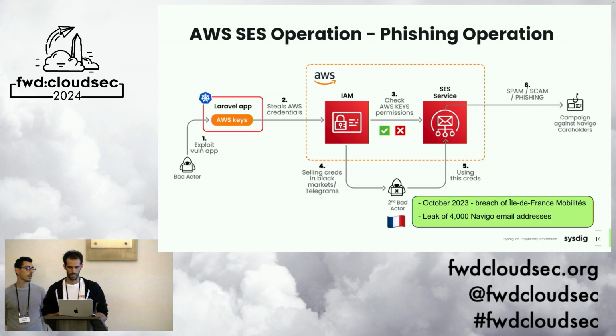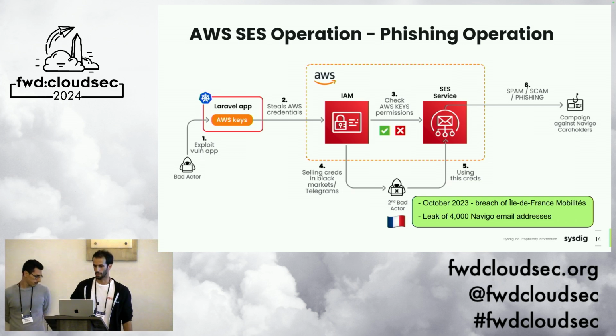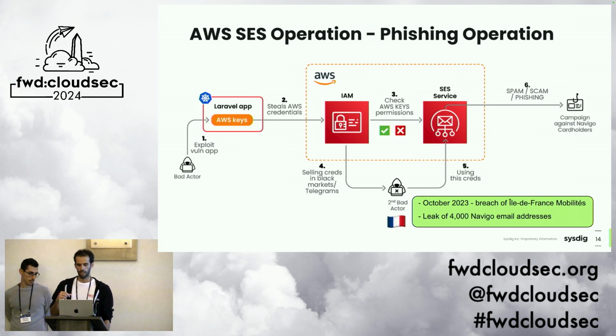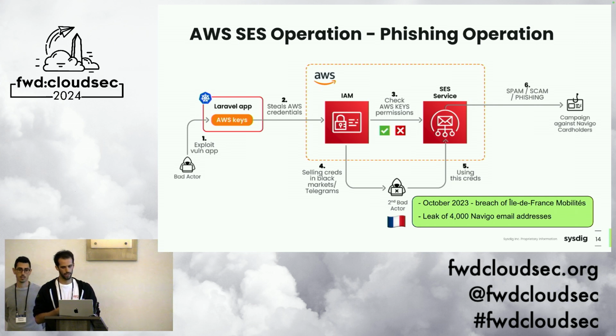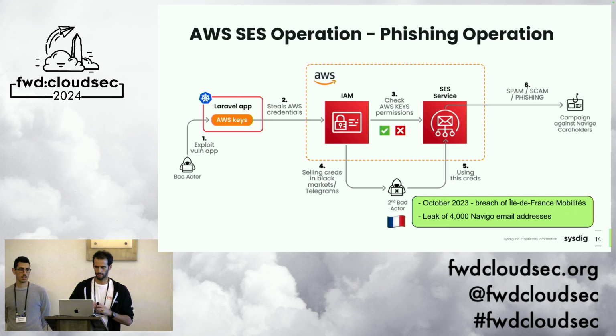And thanks to the CloudWatch logs provided by the customer, we were able to understand what the goal of this second threat actor was. Specifically, those emails were targeting Navigo users. The Navigo card is a transportation card used in Paris and provided by a French company called Île-de-France Mobilité. We also saw that this company was a victim of a data breach last October, a few months before we saw this attack.